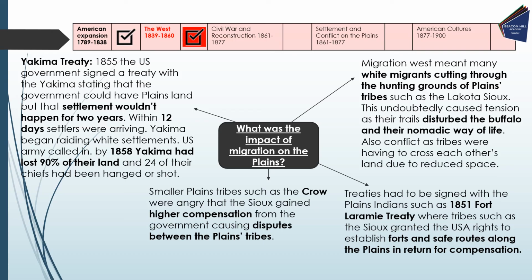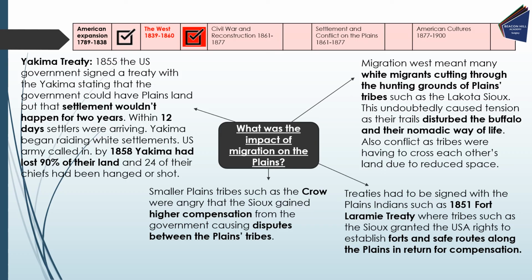And we have the Yakima Treaty. In 1855, the US government signed a treaty with the Yakima, stating that the government could have Plains land, but that settlement wouldn't happen for 2 years. Within 12 days, however, the settlers were arriving, so the government made this deal, say they've got their land for 2 years, and that is completely ignored. As a result of this, the Yakima are very angry, so they begin to raid white settlements, and the US Army were called in. So by 1858, the Yakima had lost 90% of their land, and 24 of their chiefs had been hanged or shot.